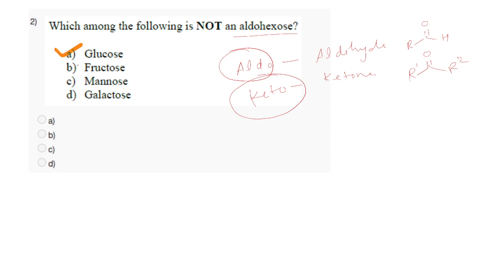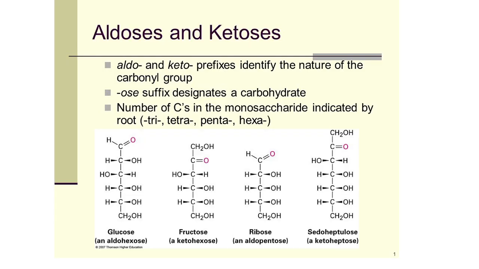Fructose, what will it have? Aldo or keto? Okay, then let's see the structure of glucose, fructose, mannose, and galactose. Here the aldo and keto prefix identifies the nature of the carbonyl group. The ose suffix distinguishes the carbohydrate. The number of C's in the monosaccharide is identified by tri, tetra, penta, hexo. So glucose is an aldohexose. Fructose has a ketone group.